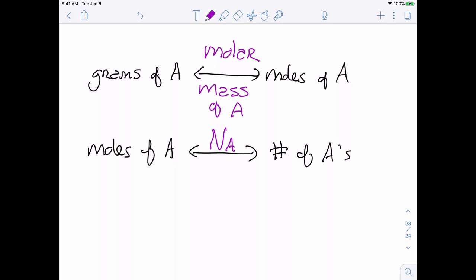If I had a dozen donuts, I had 12 donuts. If I have a mole of donuts, I have 6.022 times 10 to the 23rd donuts, right? Avogadro's number tells me the number of items, whatever it happens to be, in a mole. So it's per mole for its units.